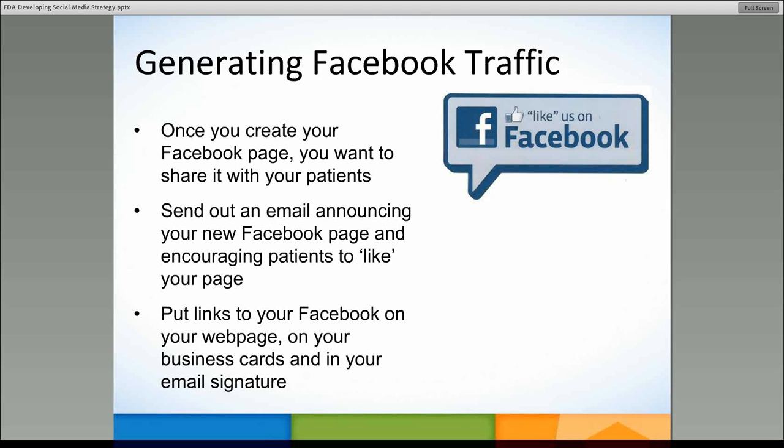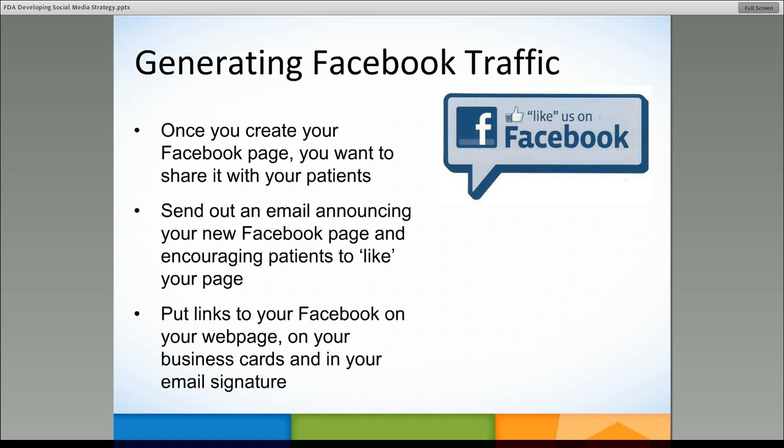So generating that Facebook traffic, once you have it filled up, share it with your patients. Let people know about it. You spend all this time and this effort making this beautiful Facebook page. Let people know about it. Let your patients know about it. Put some postings in your office. Send out an email announcing your new Facebook page and asking patients to go like it.